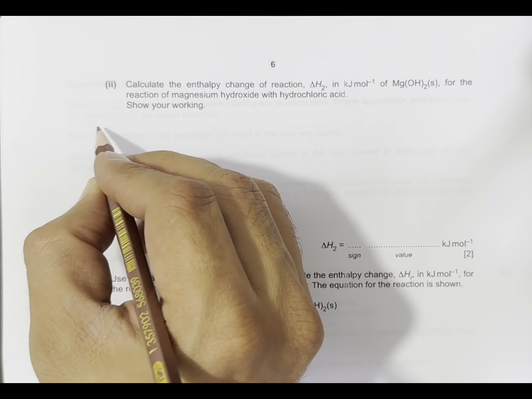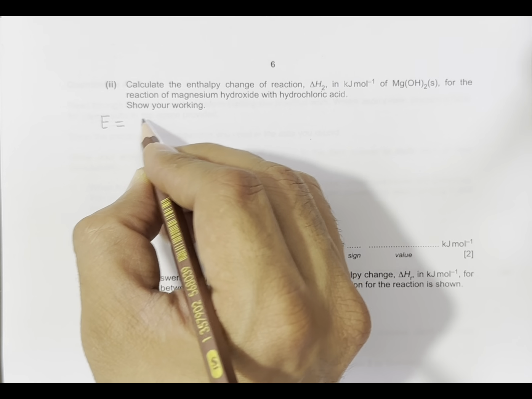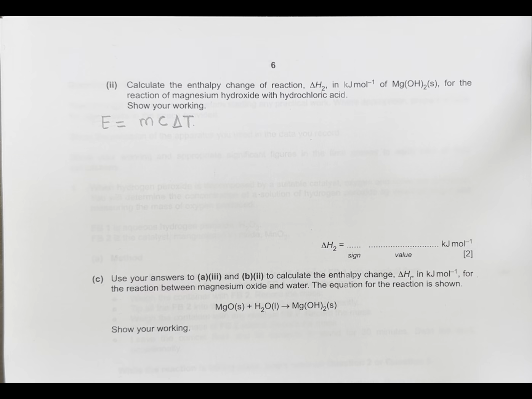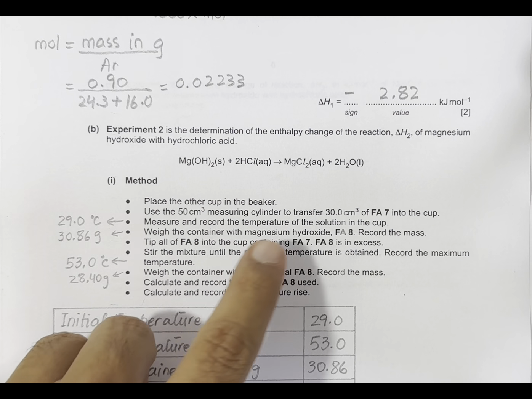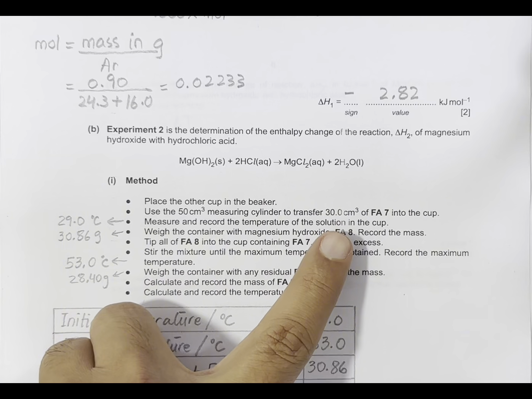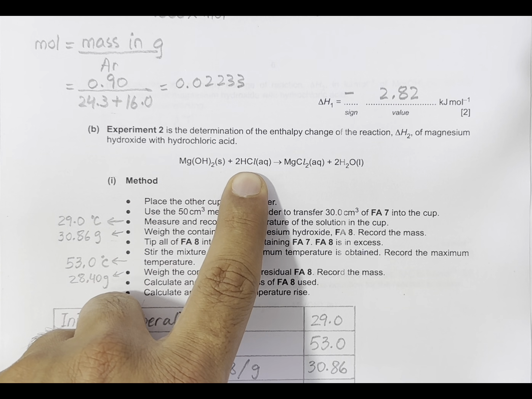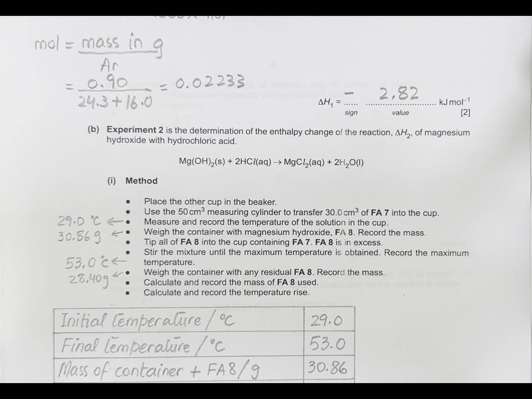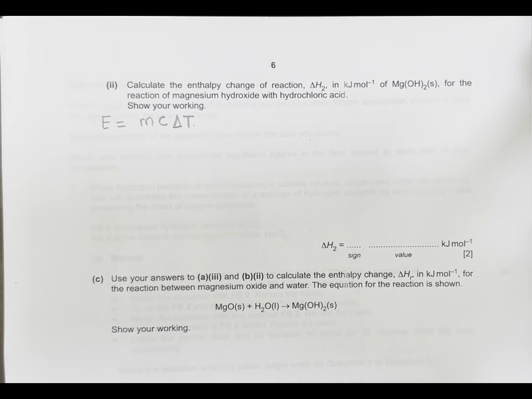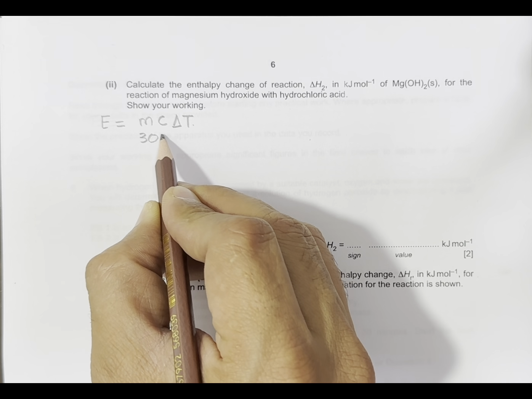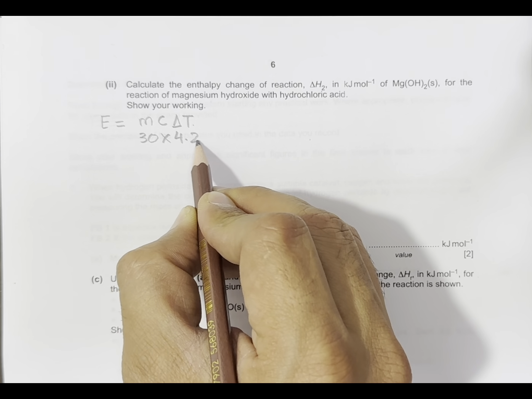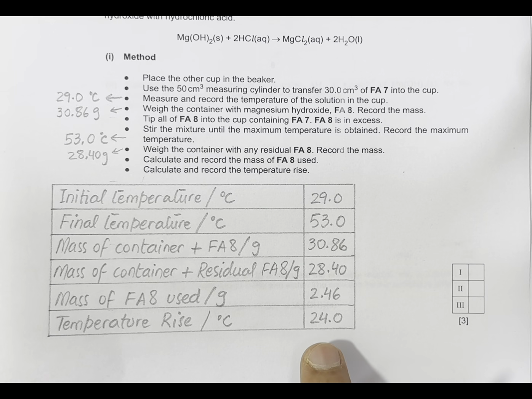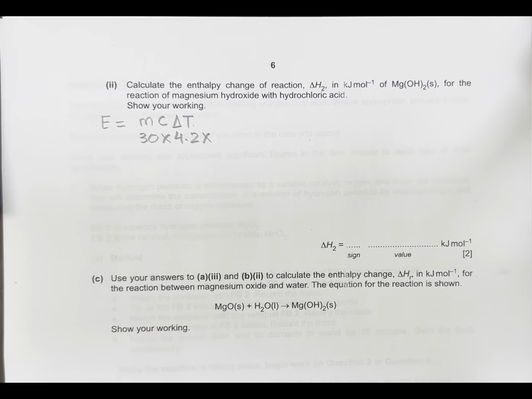First of all, we will calculate the energy given off. So E equals mc delta T. Again, the mass of solution taken in the method was 30 centimeter cube of Fa7, and that is the only aqueous thing used. The other thing was solid. So 30 centimeter cube means 30 grams we will take here. So 30 grams multiplied by C, the constant 4.2, and the delta T we have calculated in the previous part was 24 degrees Celsius. So we will use 24 degrees Celsius here.